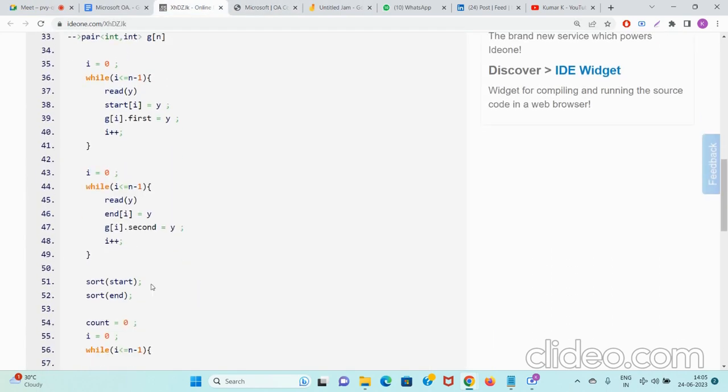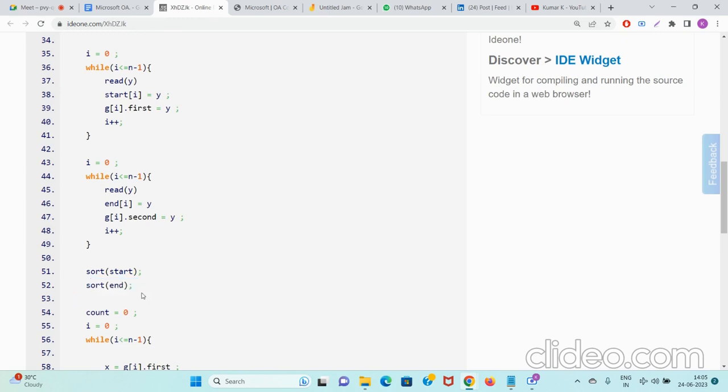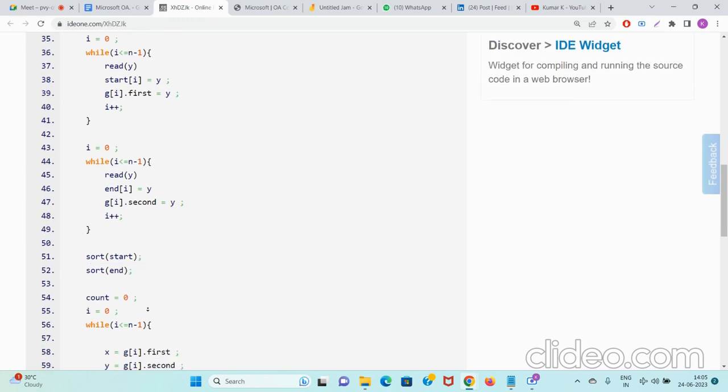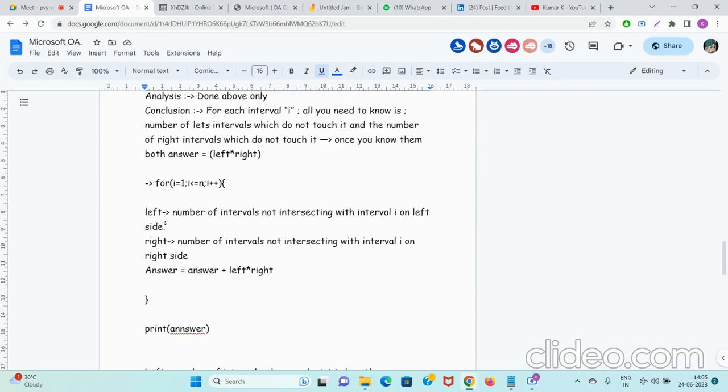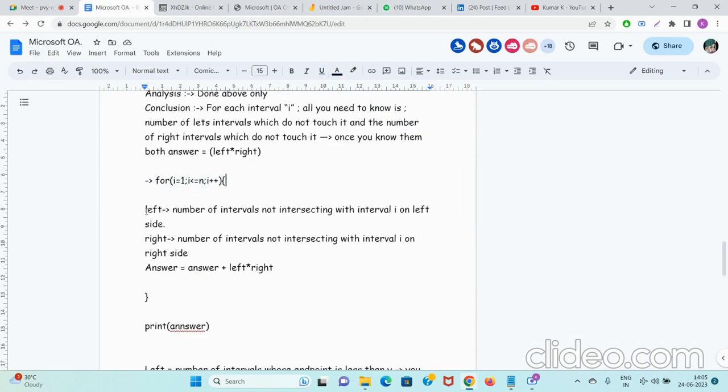Now I sort. Sorting in ascending order is very important. All the elements are now in the ascending order. Similarly, I sort. All the things are now sorted in the end array also. Now guys, see, I'm using the same algorithm. What was my algorithm? Algorithm was a for loop. Calculate left and right, answer equal to answer plus left into right.